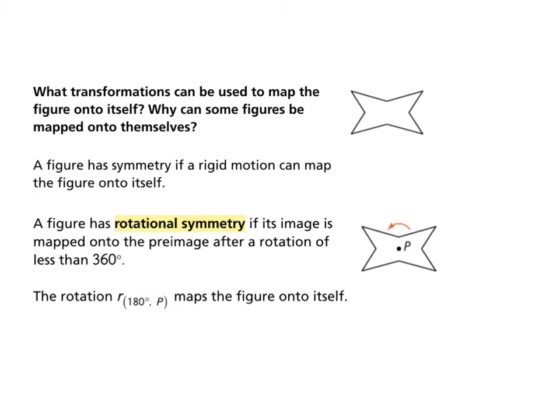But if I rotated 180 degrees, then this point here is going to spin all the way around to here, and this point here is going to spin all the way around to there, and it's going to end up looking just like it does now. So the rotation of 180 degrees around point P maps this figure onto itself. So we say it has rotational symmetry of a rotation of 180 degrees.